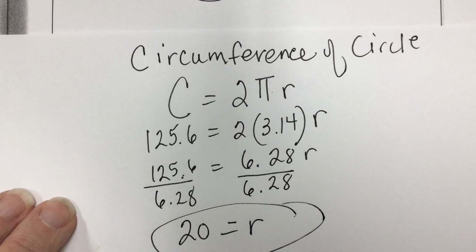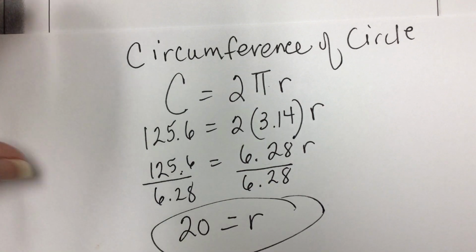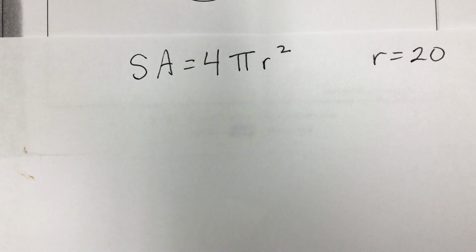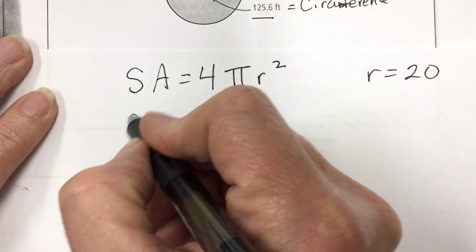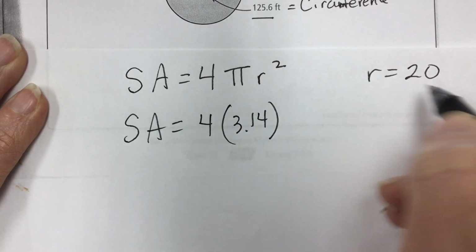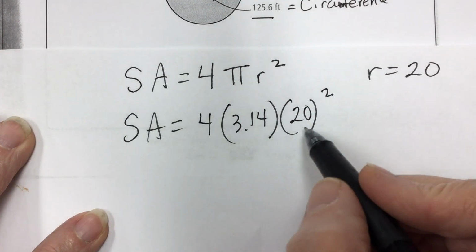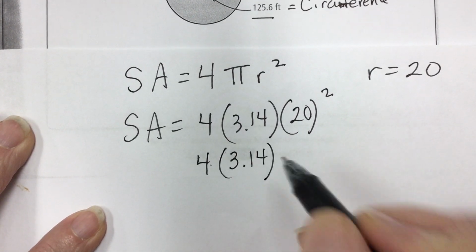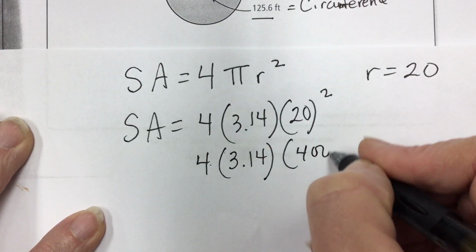Okay? So now, since we know that r equals 20, I will take the surface area formula and determine the surface area of this giant cheese ball. Okay? So surface area is equal to 4 times pi, 3.14, times my radius, 20 squared. So I have to square 20 first, so this is 4 times 3.14 times 20 squared. 20 times 20 is 400.